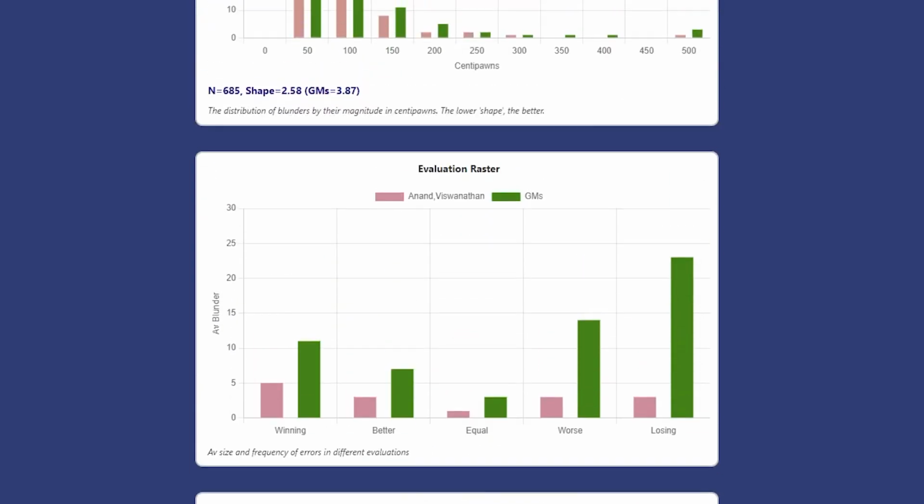Okay, next graph shows how many blunders, or average blunders, in different evaluations. For Anand, it's the same picture everywhere. Not many, always fewer blunders than the average grandmaster. Some more in winning positions, maybe he's just simplifying things, and none at all in equal positions, and some in losing positions, much fewer than the average grandmasters, who you can see blunder a lot more in losing positions, green bar, than in winning positions.